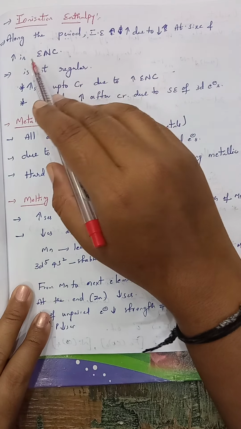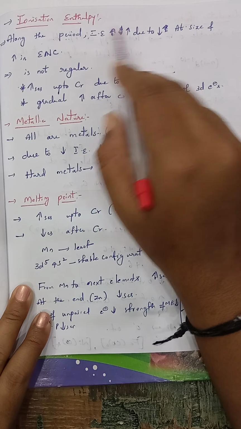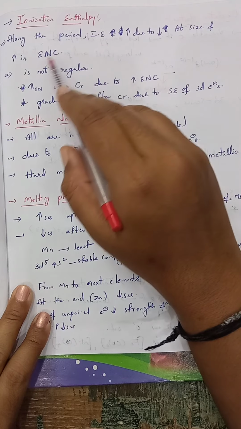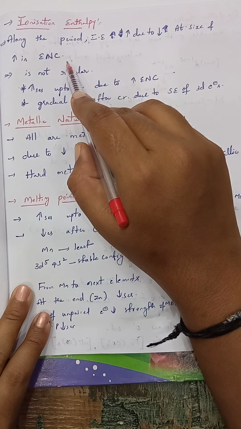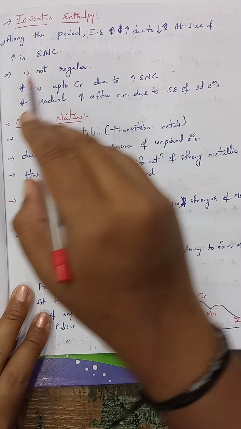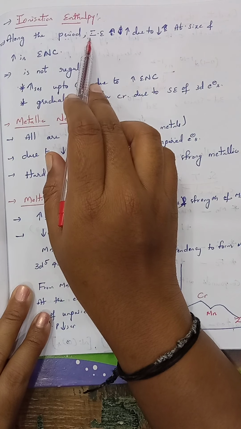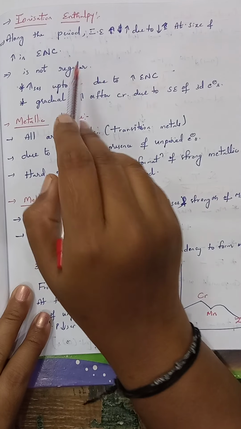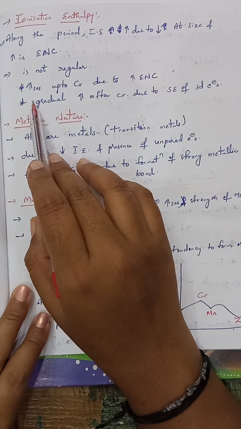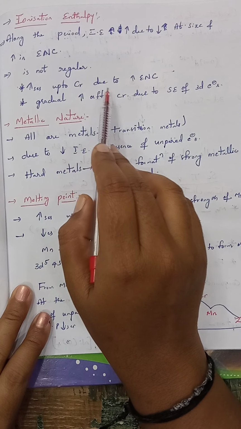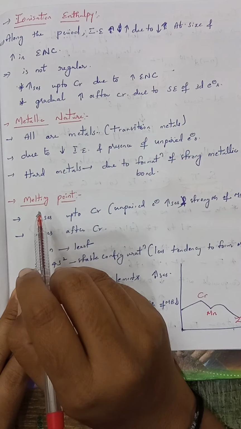Another reason for the increase in ionization enthalpy is the increase in effective nuclear charge. Now even this ionization enthalpy change is not regular. It increases up to chromium due to increase in the effective nuclear charge.